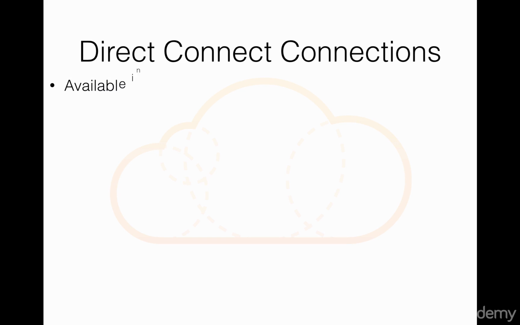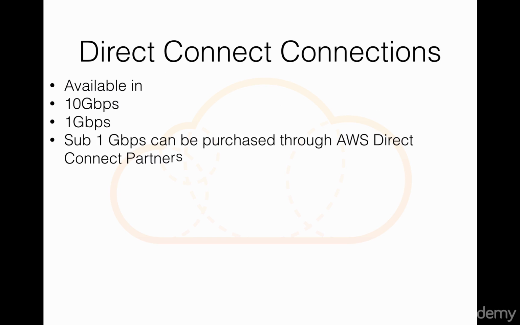So let's talk about the actual connections. You can get them in 10 gigabit per second, 1 gigabit per second, and you can get it below 1 gigabit, and that can be purchased through AWS Direct Connect partners, and it uses Ethernet VLAN trunking 802.1q. So going into the exam, it's just important to remember that if you don't want your traffic to traverse the internet, if you want increased reliability, lower costs, etc., then you might want to use Direct Connect.